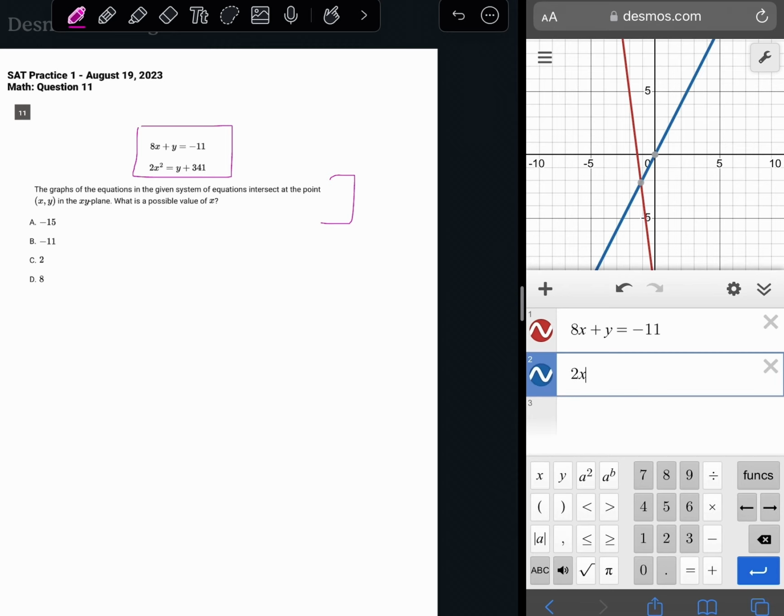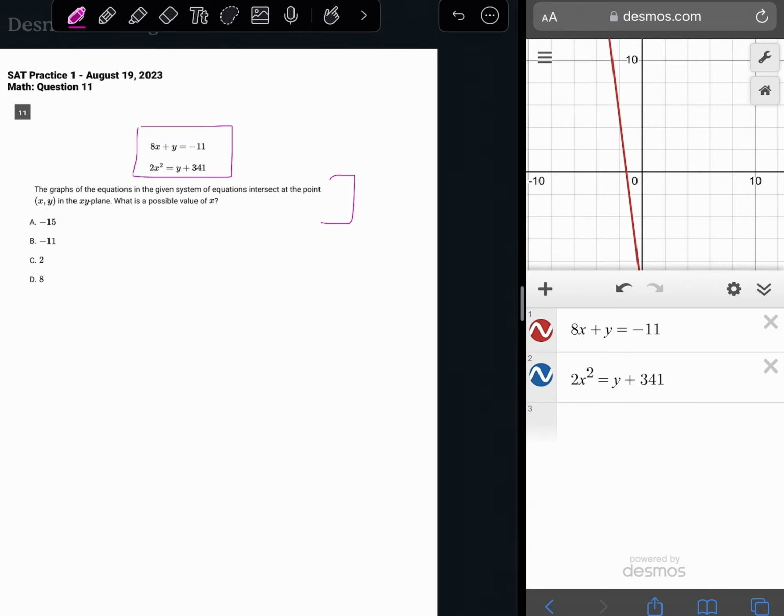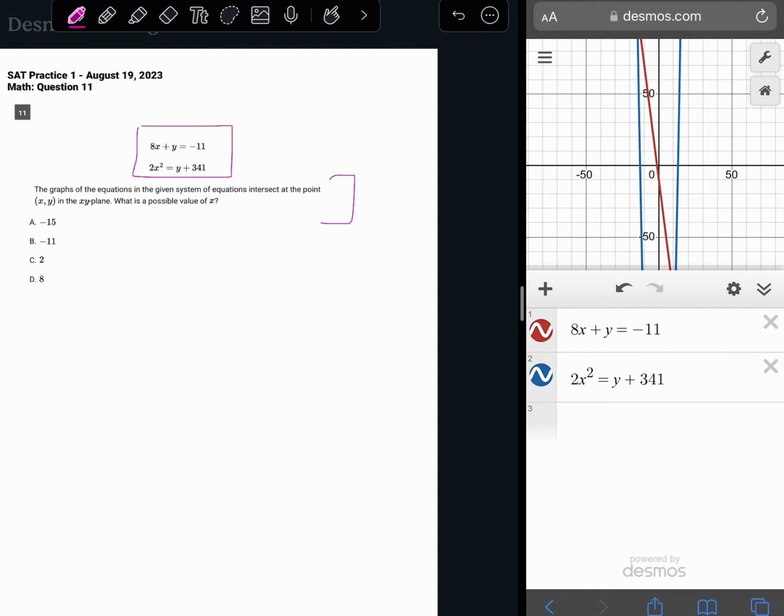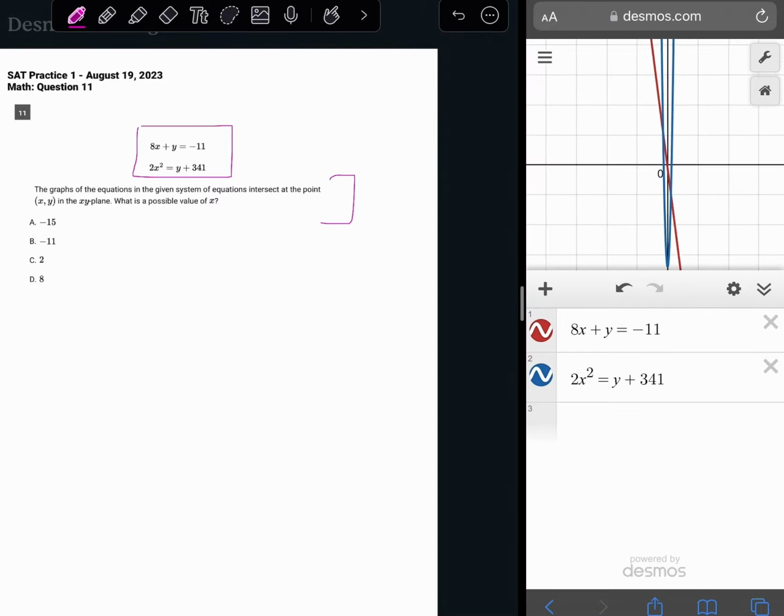Now notice, it's actually not necessary for us to rearrange these equations into a y equals form. Desmos can understand a wide variety of different equation forms. Now, the first thing I notice when I look at Desmos is that our two different graphs aren't very well centered in the image here.